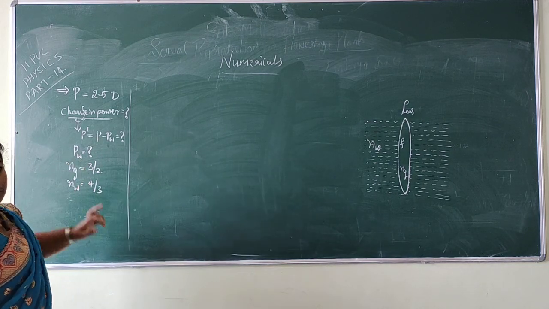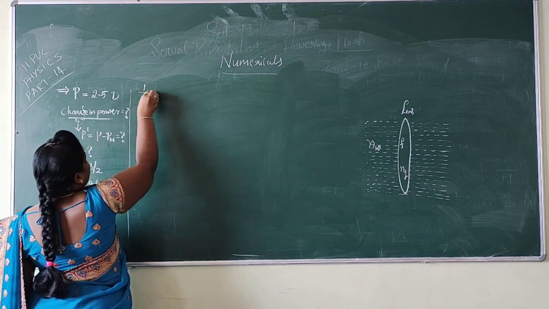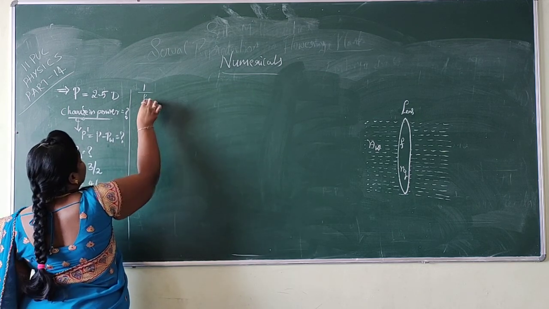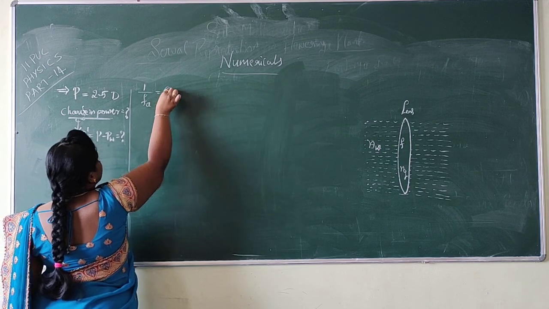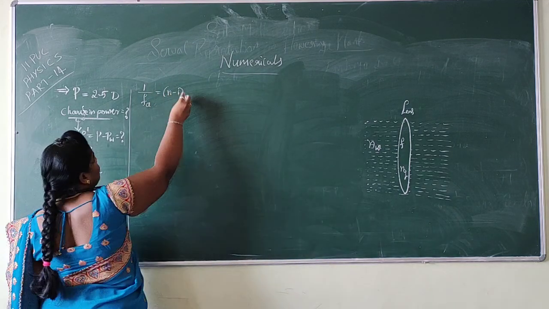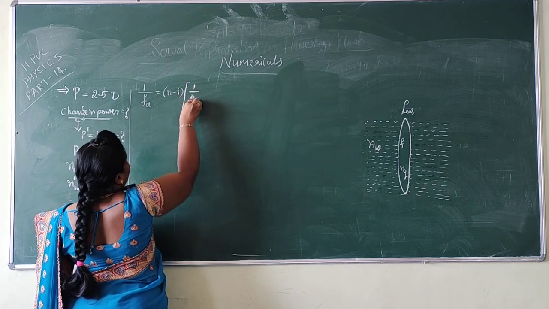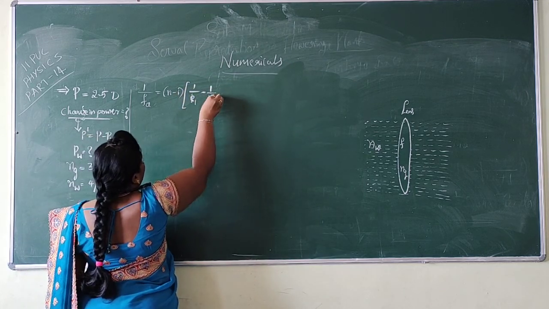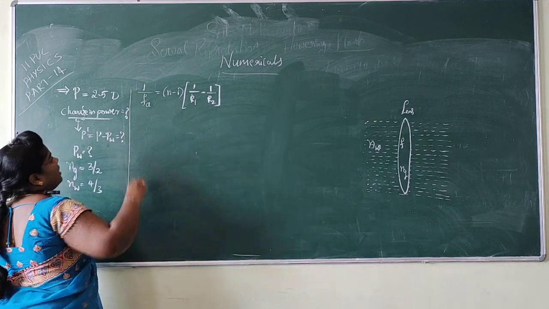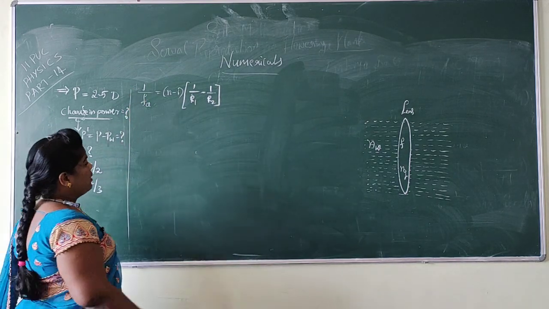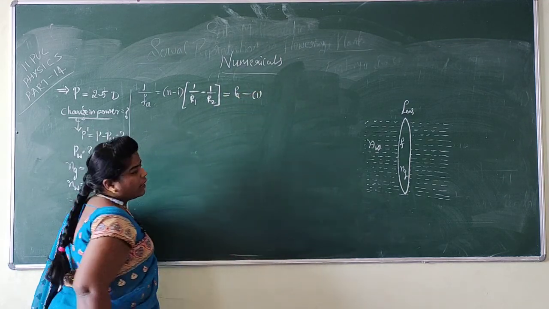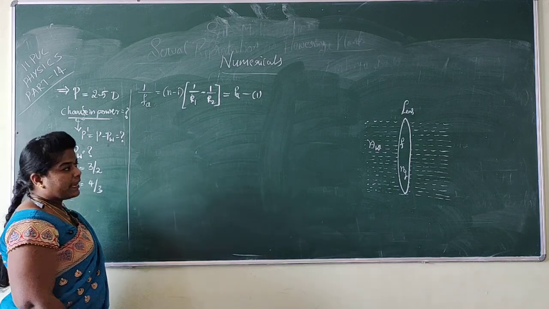What we should calculate is PW. So we have the formula: 1/FW or 1/FA can be written as (n minus 1) into (1/R1 minus 1/R2), right? Whereas 1/FA can also be written as PA, so it is equal to PA. Take it as equation number 1. That is the power of a lens in air medium.